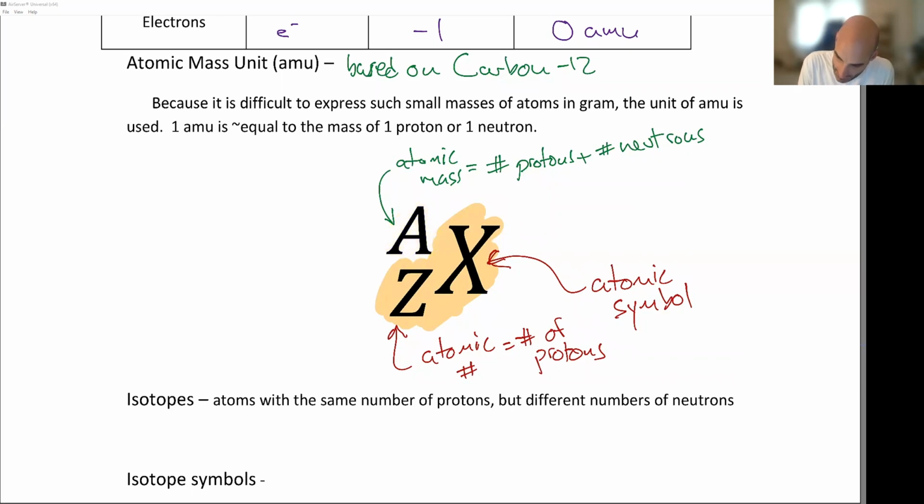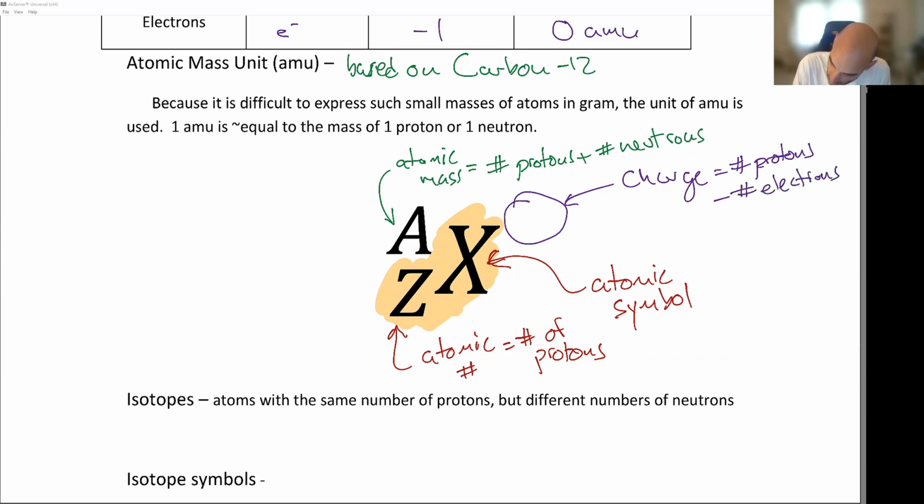All right, the last little bit in the upper right-hand corner, and this is the hardest one for people to get for some reason. In the upper right-hand corner, this is going to be our charge or oxidation state. You'll hear that as well, but that's going to be our charge. And the charge is equal to the number of protons minus the number of electrons. Okay, that's your total charge, protons minus electrons.